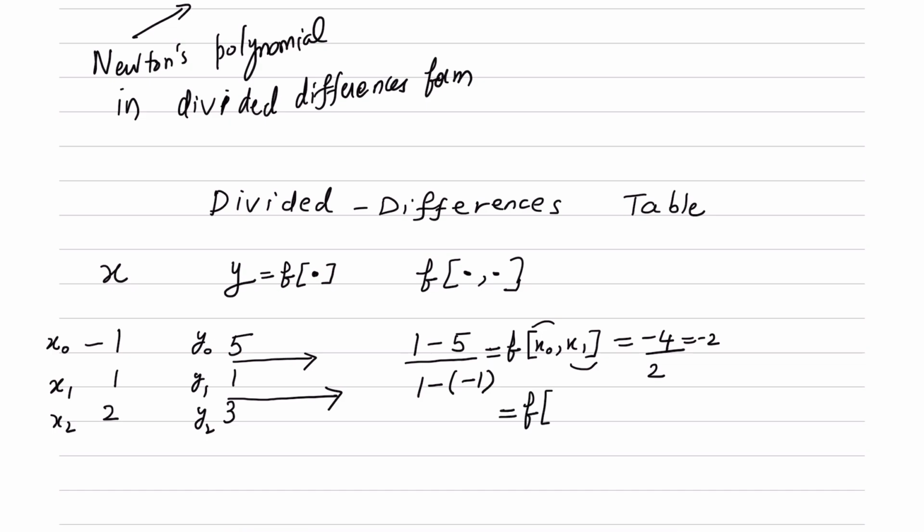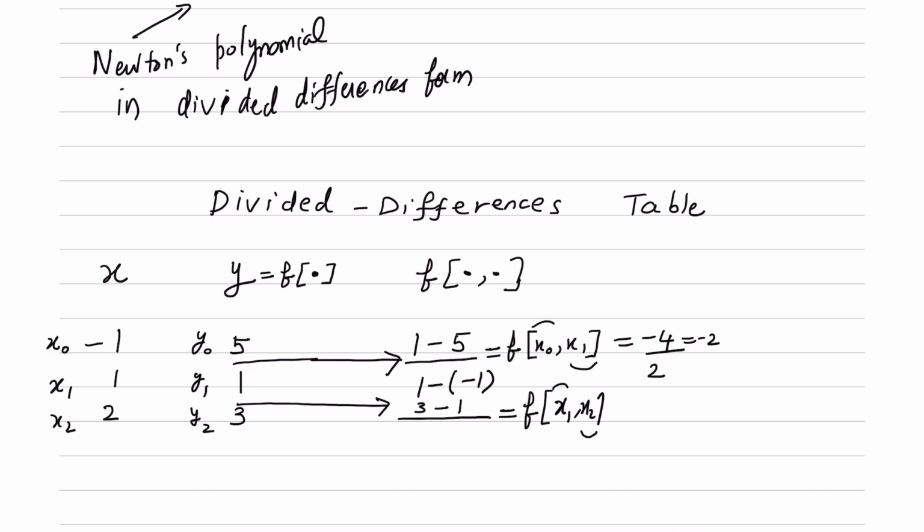Next, we will calculate the difference between 1 and 3. The value here will have the name f of square bracket x1 x2. Since the arrow is between 1 and 3, it is the difference 3 minus 1, divided by the difference between the last x and the first x, that is x2 minus x1. So x2 is 2 minus x1 is 1. So we have f of square bracket x1 x2 equal to 3 minus 1, which is 2, divided by 2 minus 1, which is 1, so we have 2.